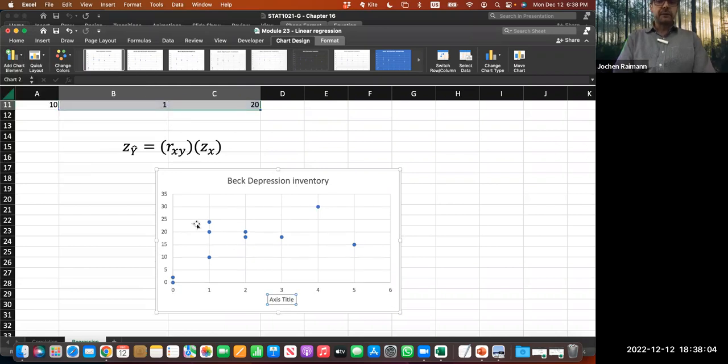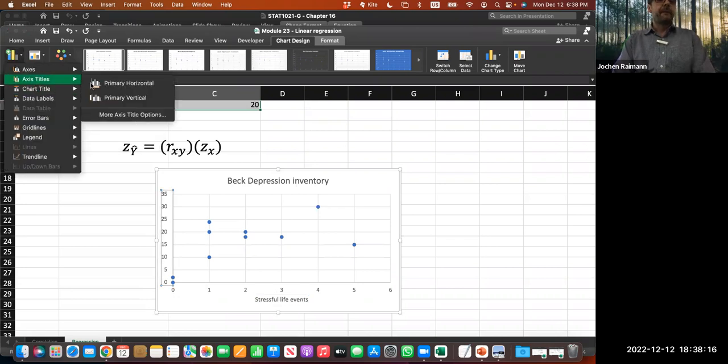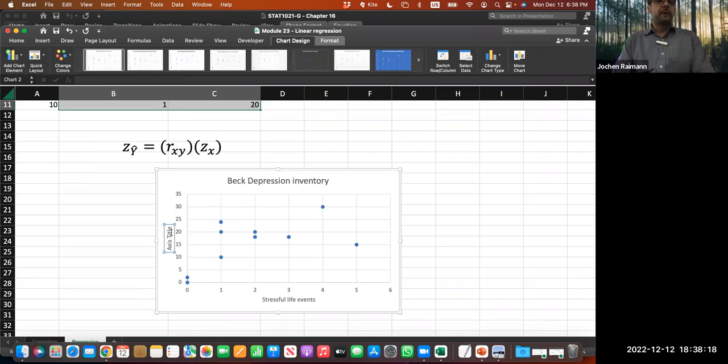Good. So now let's label this quickly, just for the sake of completeness. We have here stressful life events, and we have here depression score.